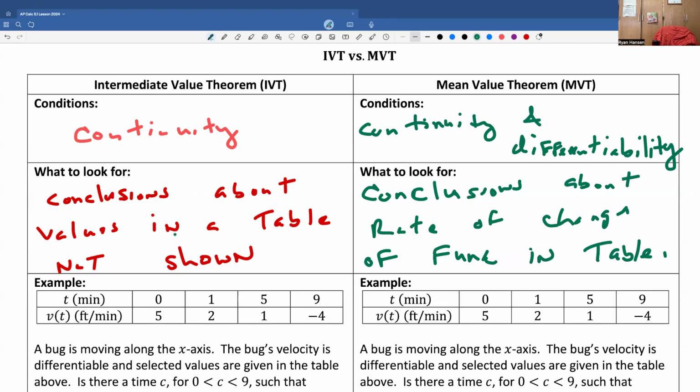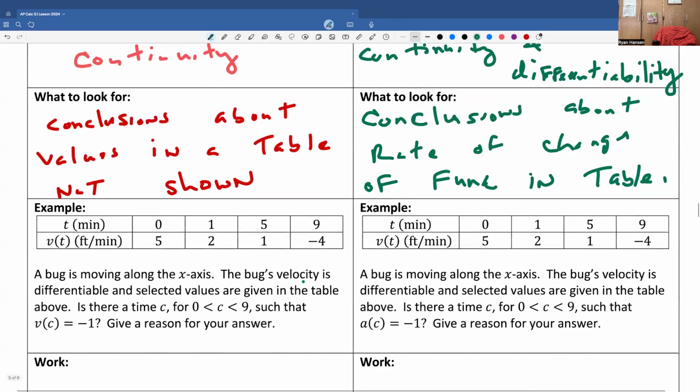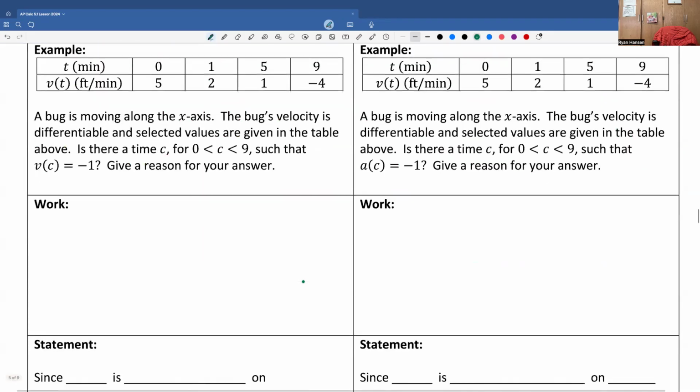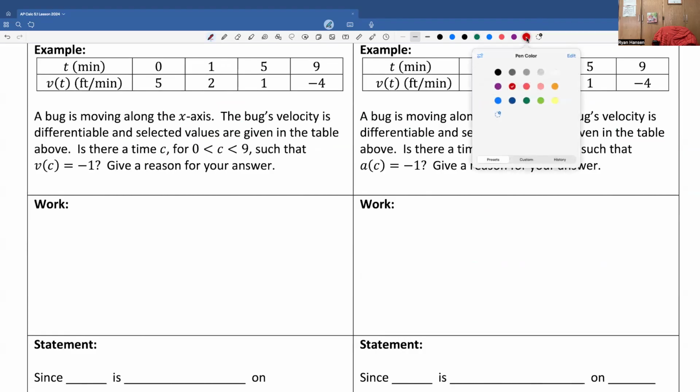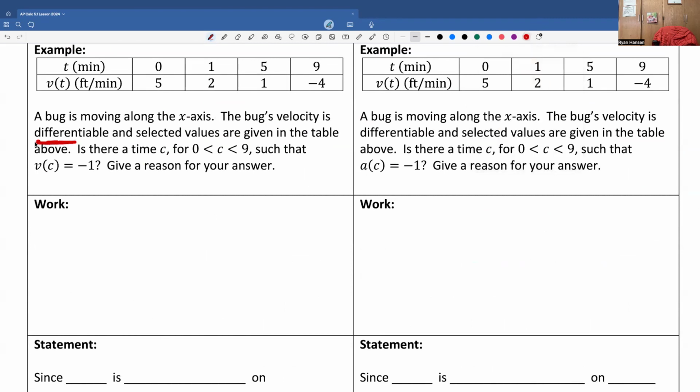Okay? So let's do one at a time. Let's do an intermediate value theorem. Think about the notes we just took, the tells. A bug is moving along the x-axis. The bug's velocity is differentiable, which also implies continuous, and selected values are given in the table. Is there a time on the open interval 0 to 9 such that the velocity is exactly -1?